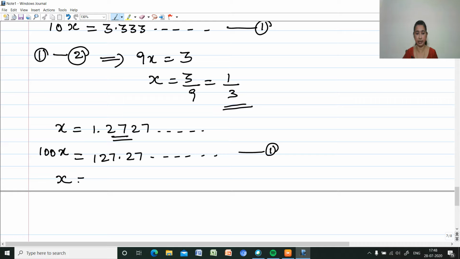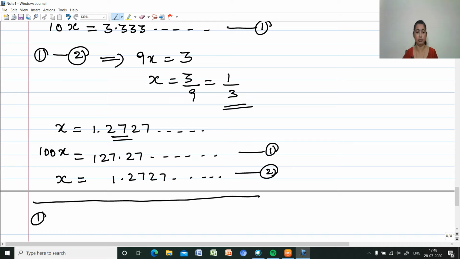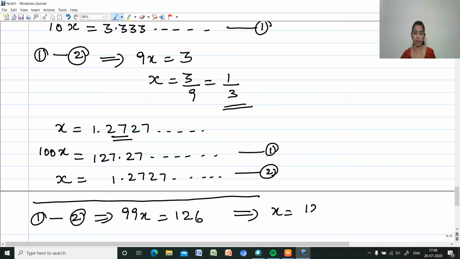The second equation is the original one that I am writing here again: 1.2727 etc. Now subtracting both, that is 1 minus 2: 100x minus x is 99x, and 127.27 etc. minus 1.2727 etc. gives 126. So this means that x is equal to 126 divided by 99.